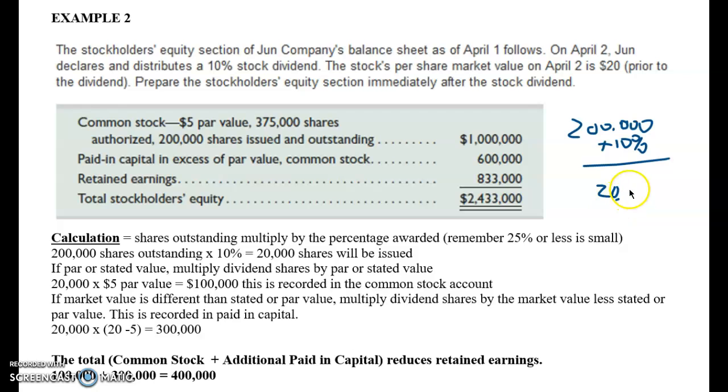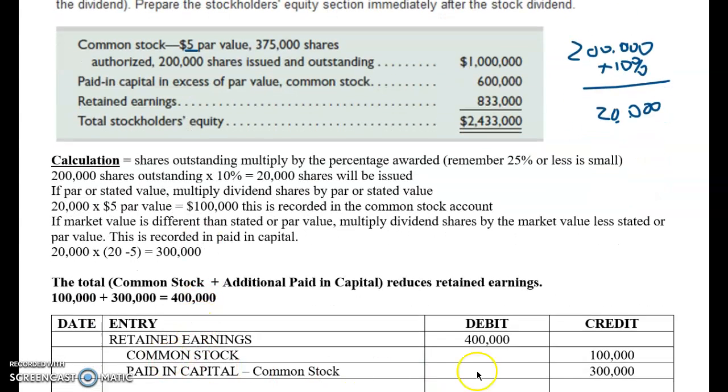All right, 20,000 shares times $5 par value. 20,000 shares in the stock dividend, times $5 a share. So that means a credit entry to common stock of $100,000. So common stock is going to increase with a credit entry of $100,000.